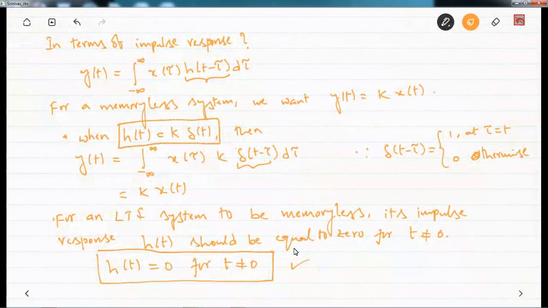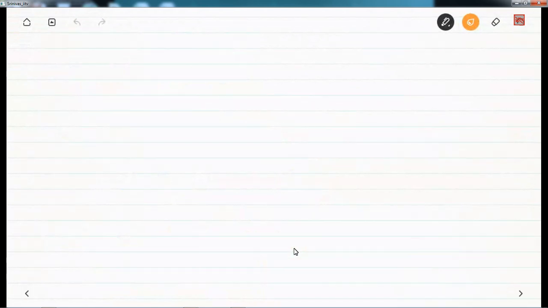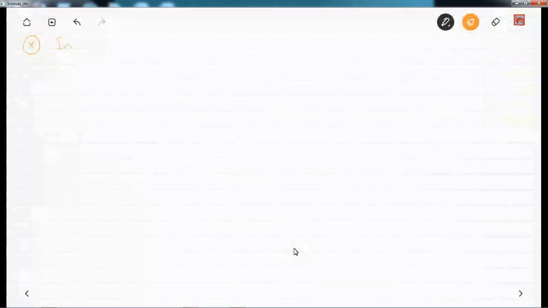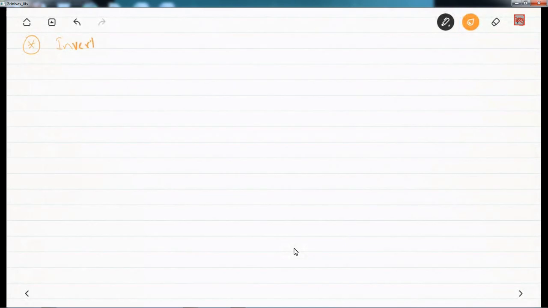Now let's go to another characteristic of the system, which is invertibility and inverse systems. Invertibility of a system.